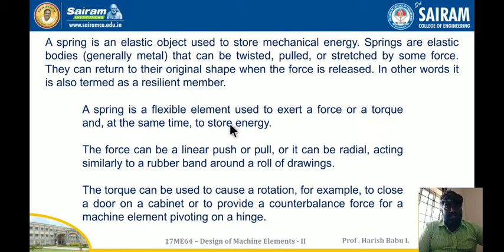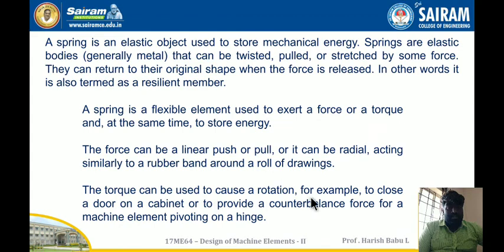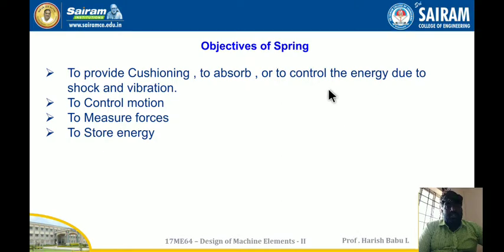So a spring is a flexible element used to exert a force or a torque, and at the same time it stores energy. The torque can be used to cause rotation, for example, to close the door on a cabinet or to provide a counterbalanced force for a machine element pivoting on a hinge. The objective of springs is to provide cushioning, to absorb or control the energy due to shock or vibration, to control motion, to measure forces, and to store energy.